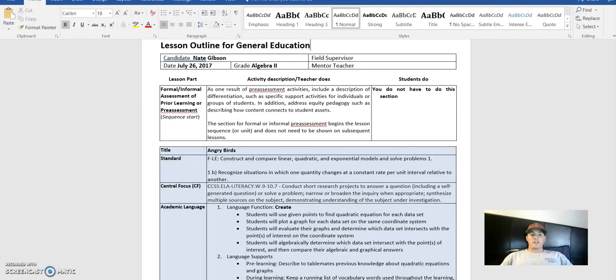The central focus, or the literacy standard, would be loosely to conduct a short research project that answers your question or solves a problem. Basically, we're giving students a word problem, and they're going to have to read it and interpret what they're looking for in order to solve this problem, and be creative and come up with ways to solve it.